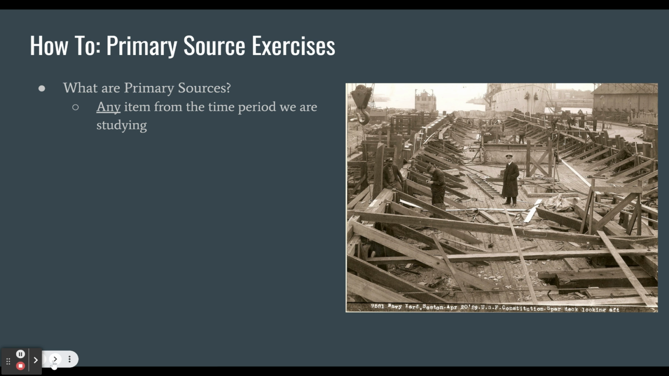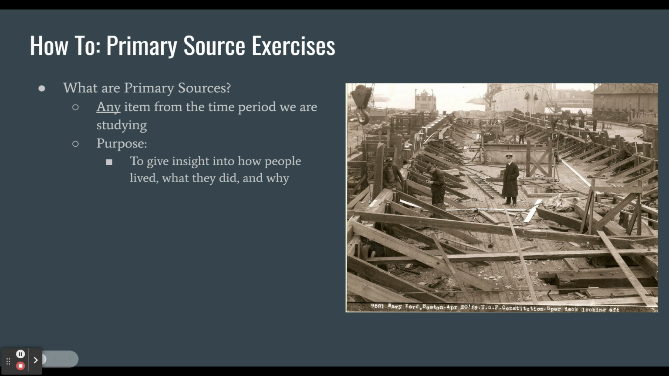One of the things that you want to remember is that the purpose of a primary source is to give insight into how people lived, what they did, and why they lived that way, why they did the things that they did, why they believed the things that they believed, right?